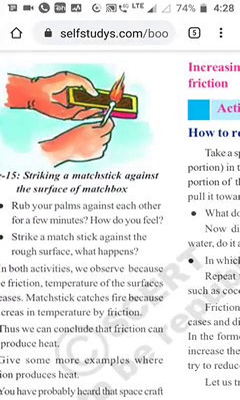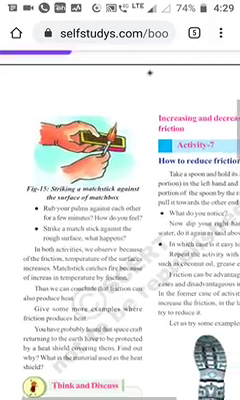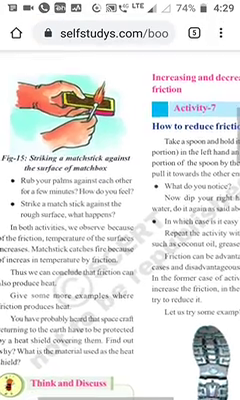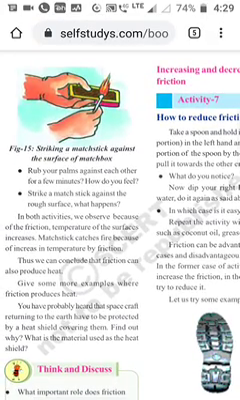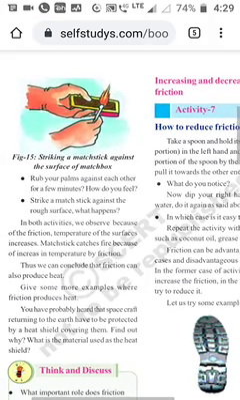Daily we do this when we are using the matchbox. By rubbing that stick on the rough surface of the matchbox, what happened? It catches fire. In both activities we observe that because of friction, the temperature of the surfaces increases. The matchstick catches fire because of the increase in temperature by friction. Thus, we can conclude that friction can also produce heat.